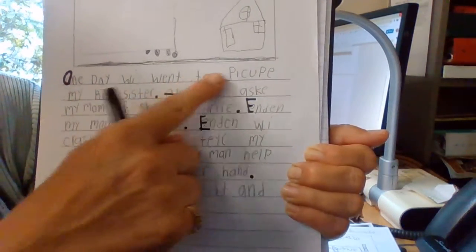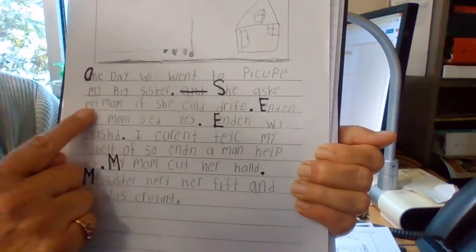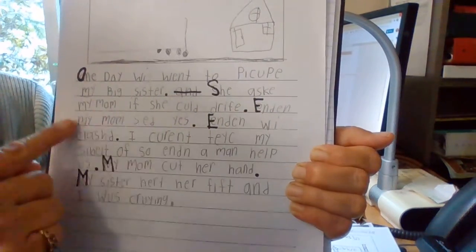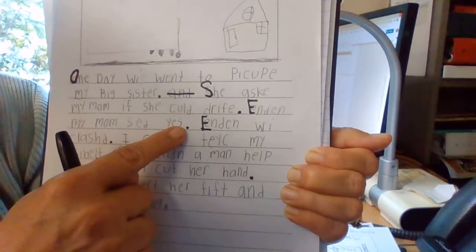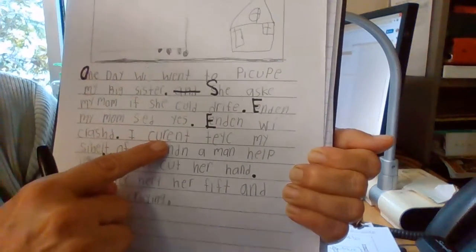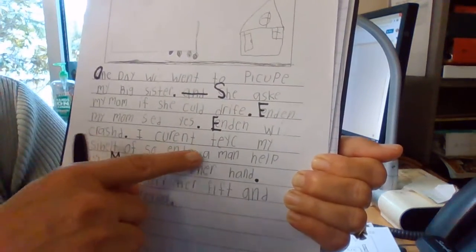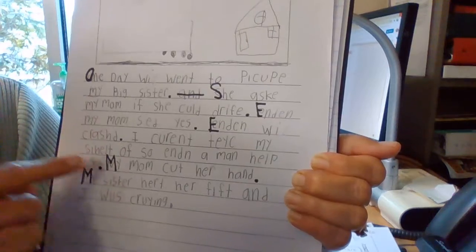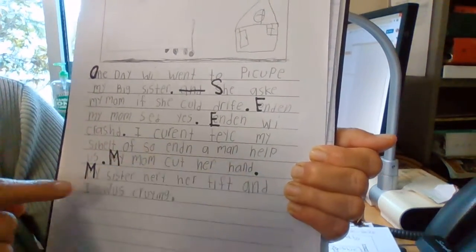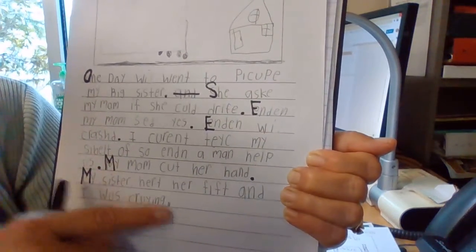One day we went to pick up my big sister. There's our period. She asked my mom if she could drive. There's another sentence. And then my mom said yes. Another sentence. And we crashed. I couldn't take my seat belt off, so then a man helped us. Good. My mom cut her hand. End of a sentence. My sister hurt her foot, and I was crying. And that's the very end.